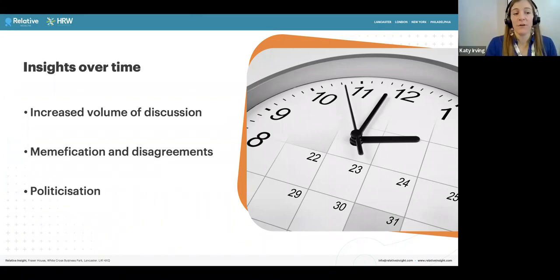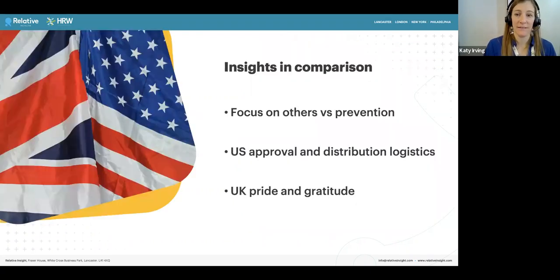We can see further insights as well, looking at the comparison across countries. So if we go on to the next slide, looking in comparison between the US and the UK, we can see a couple of interesting differences. One that was interesting is the way that the different countries' tweets talked about the benefits of getting vaccines.